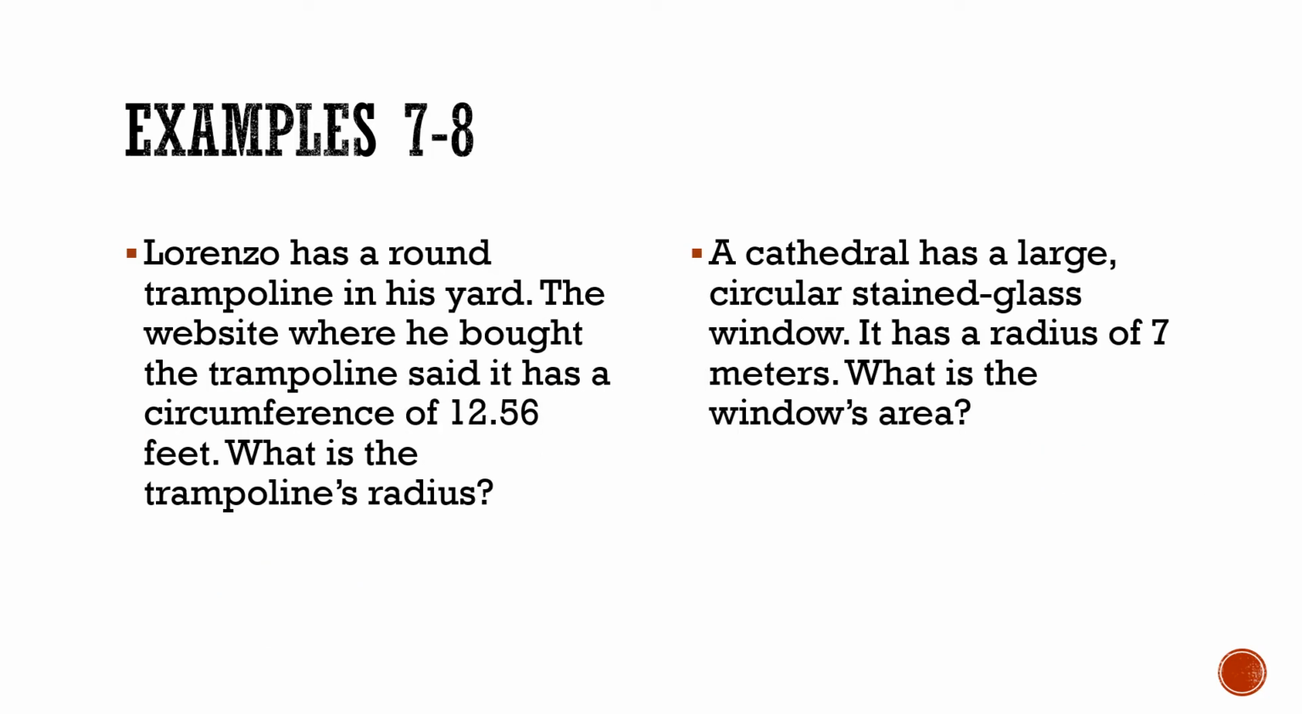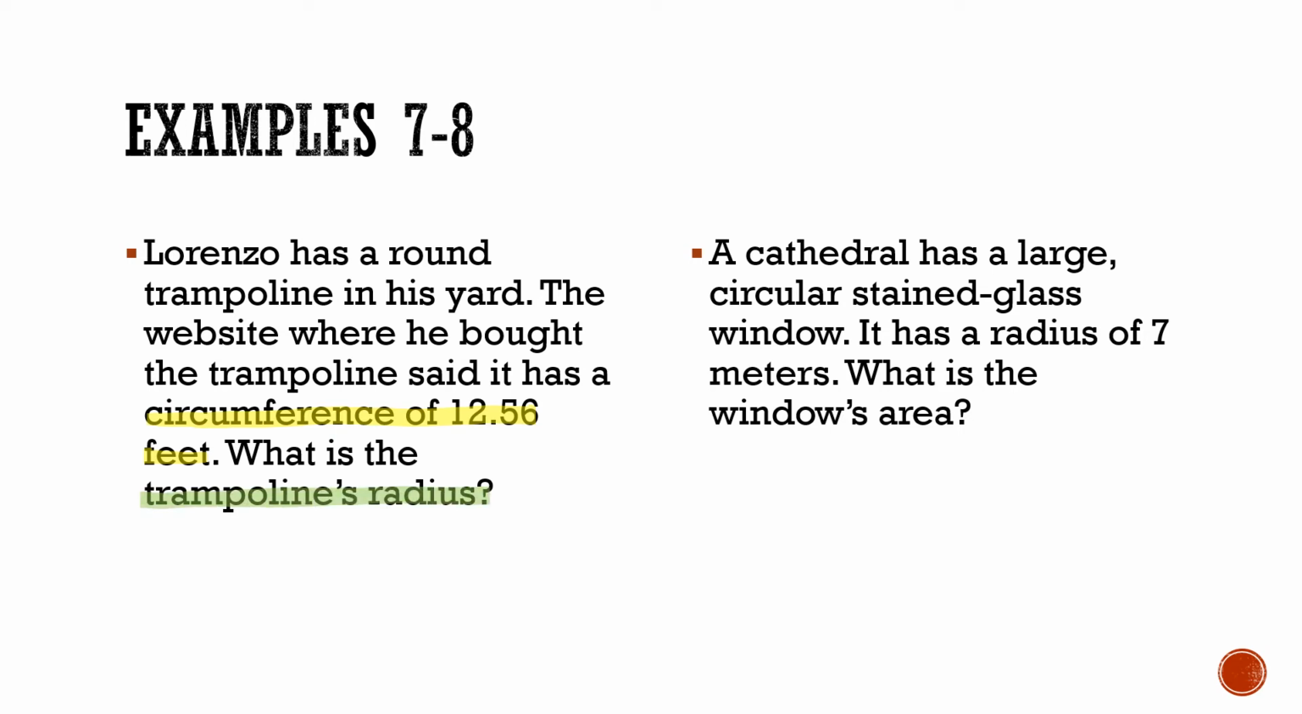All right, so in example 7 and 8, not so much in 8, but in 7, this is a little tricky. So it says Lorenzo has a round trampoline in his yard. The website where he bought the trampoline said it has a circumference of 12.56 feet. So what is the trampoline's radius? Okay, so we're kind of working backwards here.